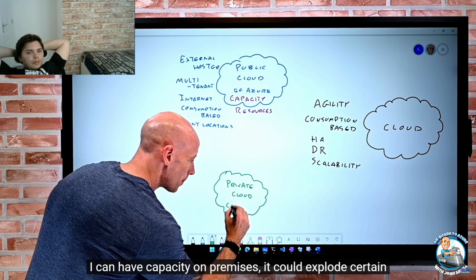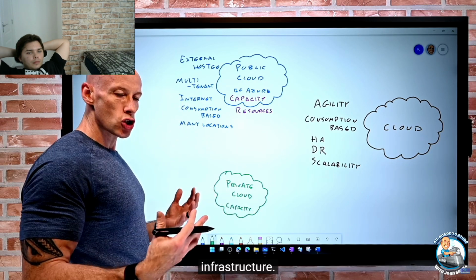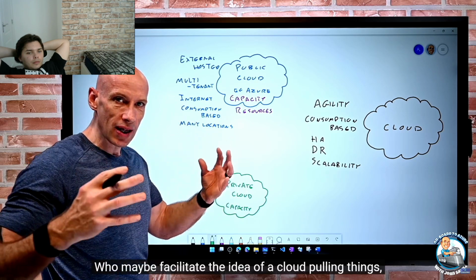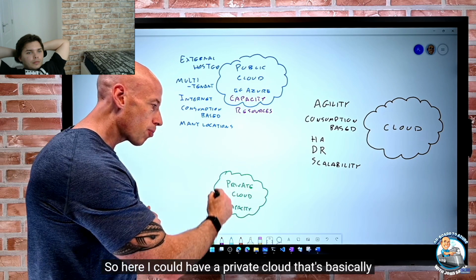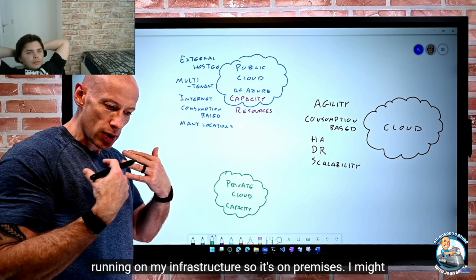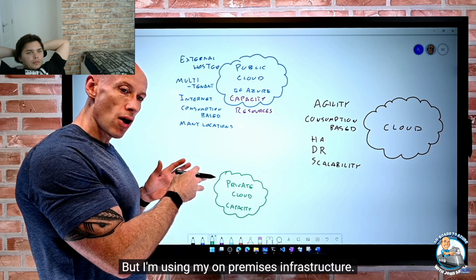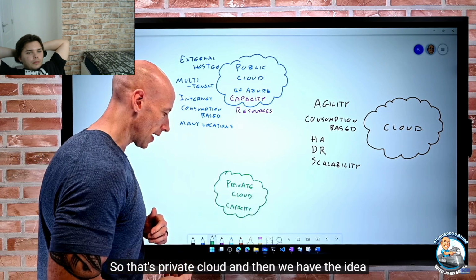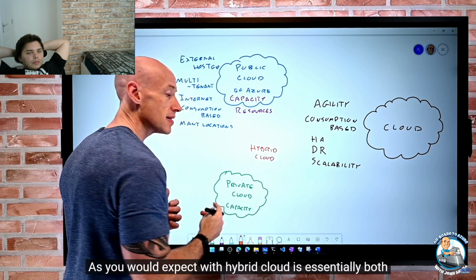Well, likewise, I can have capacity on premises. It could expose certain resources like VMs or containers, and I have certain management infrastructure to maybe facilitate the idea of a cloud, pooling things, user self-service, show back, charge back, all of those types of things. So here I could have a private cloud that's basically running on my infrastructure. So it's on premises. I might be able to do quotas and policies to help control, but I'm using my on-premises infrastructure. So that's private cloud. And then we have the idea of hybrid cloud. So as you would expect with hybrid cloud, it's essentially both of them.